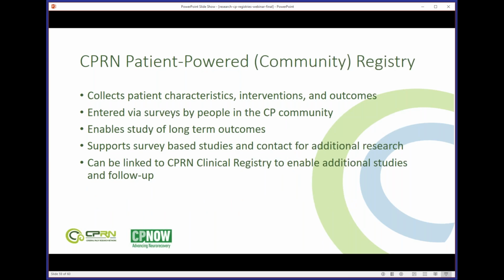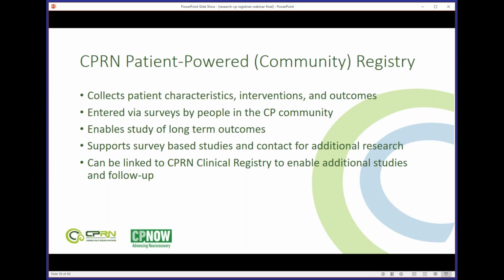So the CPRN patient-powered registry, or PRO registry, or the community registry as we're calling it, collects patient characteristics and interventions and outcomes as well, but all from patient report. So these are entered via surveys by people in the community. It can be people with CP, or parents and caregivers of people with CP. And it is intended from the get-go to be a long-term study. So we are setting it up with surveys that will happen once you enter the registry, and then every year.